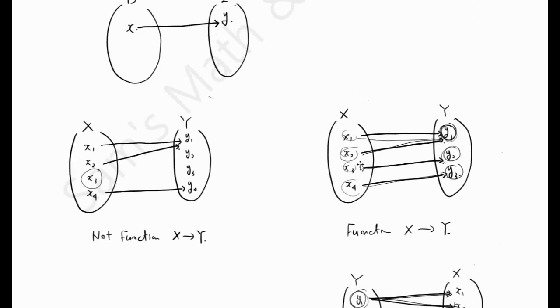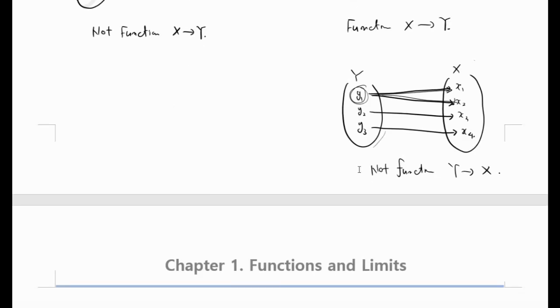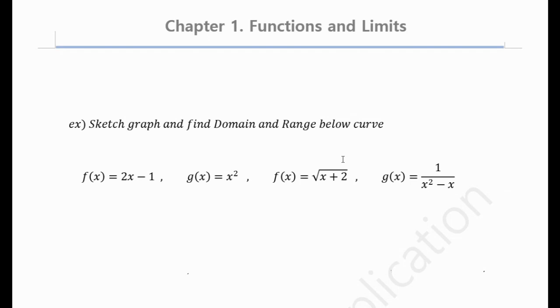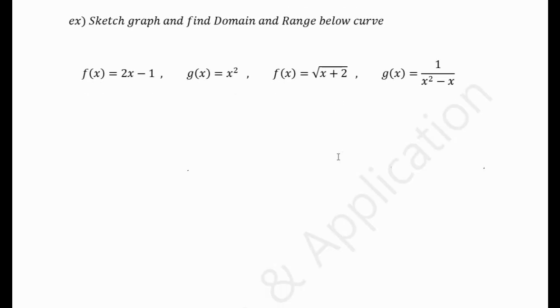So I explained a function with discrete elements, and when the elements are continuous, we describe this function as a graph. So we sketch a graph and find domain and range below the curve. So this is the first one, and second one, third one, and fourth one. And first is f(x) equals 2x minus 1.